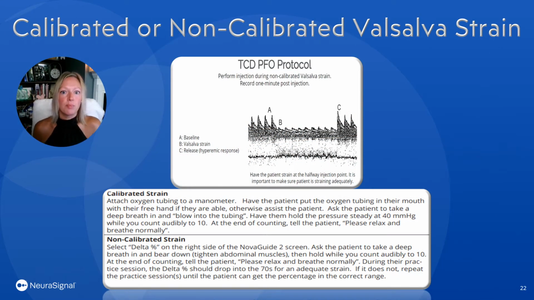Now you can provide a calibrated or a non-calibrated Valsalva strain, however you decide. If you do a calibrated Valsalva strain, you will attach oxygen tubing to a manometer. You'll have the patient put the oxygen tubing in their mouth with their free hand if they're able, and then ask the patient to take a deep breath and blow into the tubing. You'll have them hold their breath steady at 40, while you count audibly to 10. You'll make sure you count audibly to 10 so that patient knows when they can release their breath.